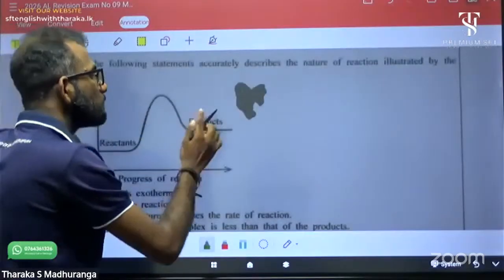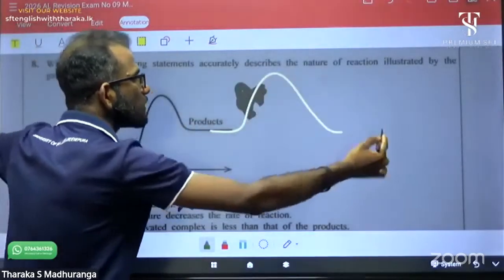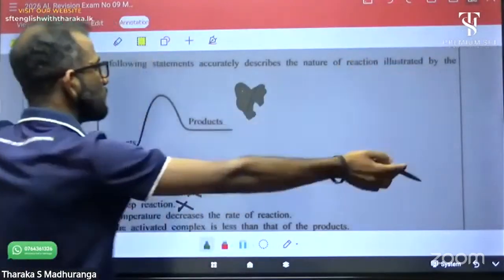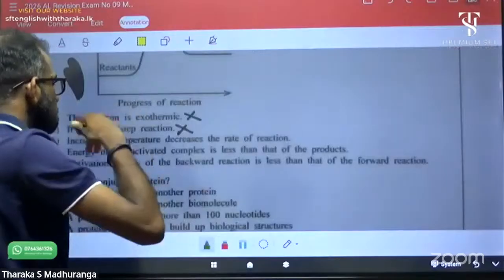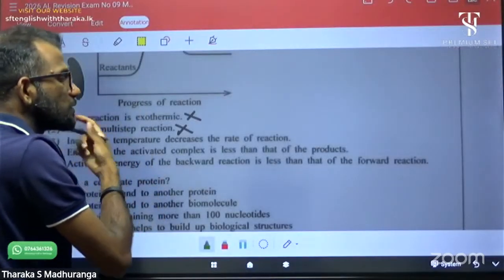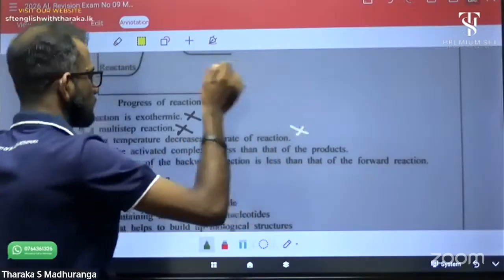If it were multi-step, the graph would show products like this, a two-step reaction, right? But it's only a single-step reaction. Increase in temperature decreases the rate of reaction? No, with an increase in temperature, the reaction rate is increased, not decreased.